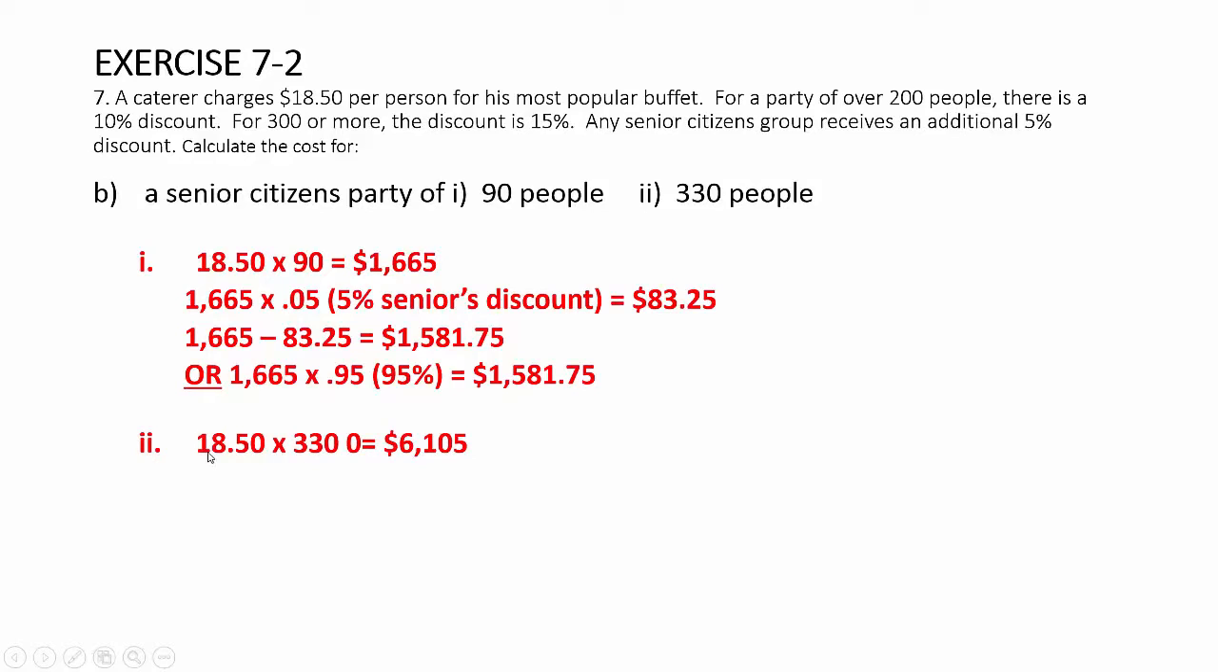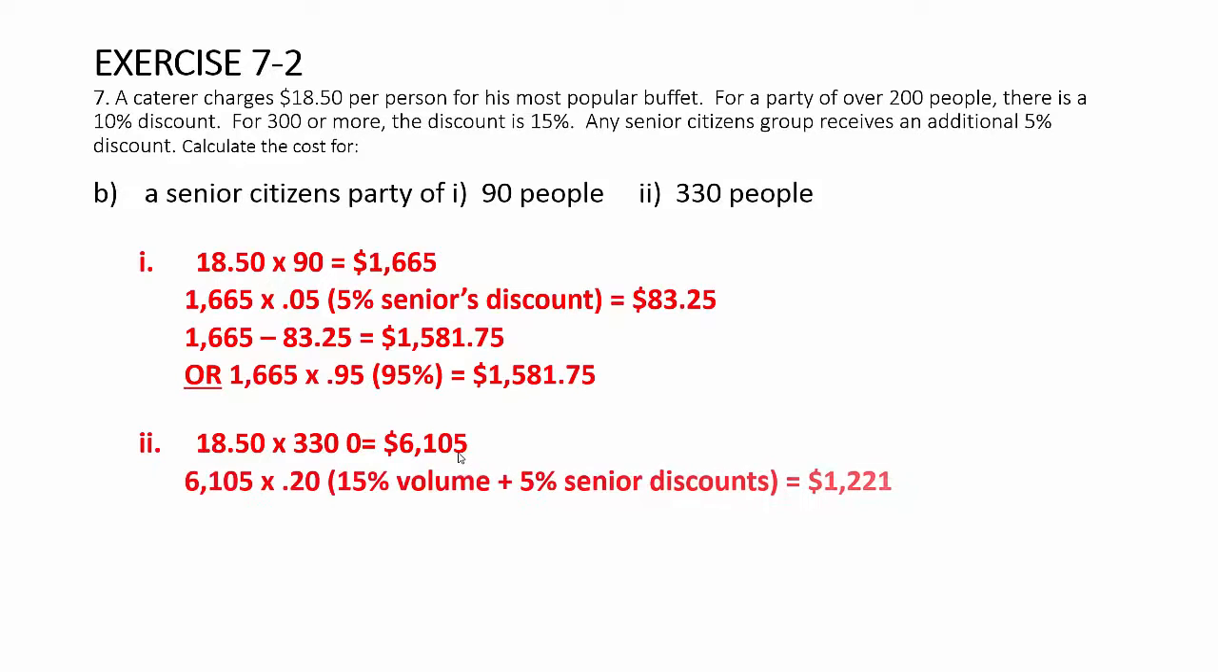A group of seniors with 330 people there. Well, again, let's just look at what all of this means. $18.50 times 330, we get a bill for $6,105. That would be the undiscounted price. But we are going to discount 20% because they get the 15% volume discount. They have 300 or more than 300 people, so they get 15% off. And of course, they get the additional 5% seniors discount.